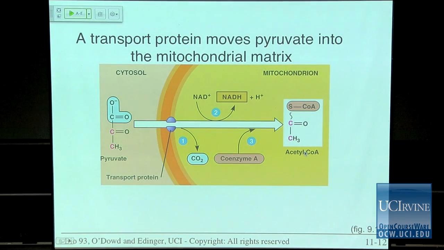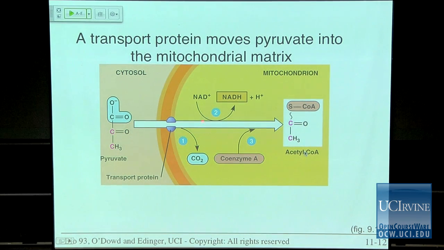Okay. Once you get pyruvate, or pyruvic acid, a transport protein has to move this into the mitochondrial matrix. And so here's pyruvate. Why would it be called pyruvic acid? What is this group called? A carboxyl group, so it's an acidic group, right? And so this is actually a very hydrophilic molecule, and it needs a transporter to get across the double membrane, both the outer membrane and the inner membrane, into the matrix of the mitochondria.